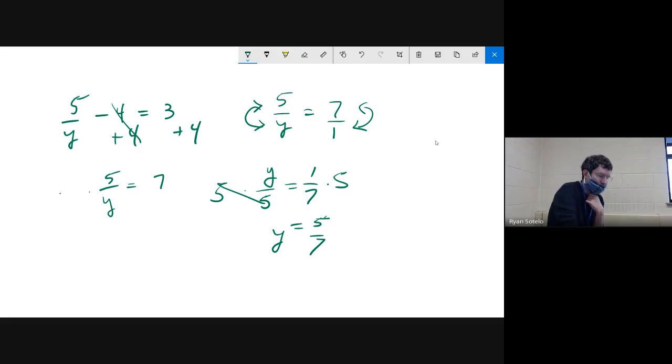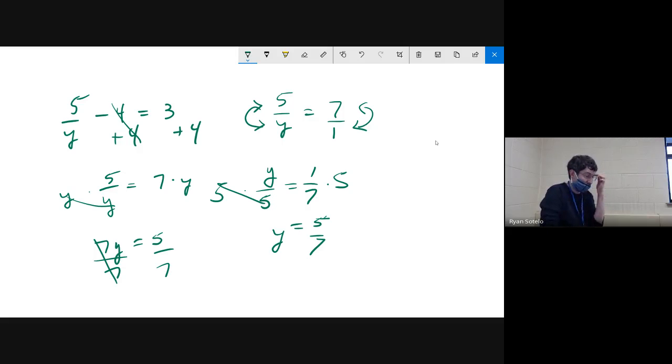Alternatively, I could have just multiplied both sides by y, and then 7y is equal to 5, and then divide by 7. Either way, I get 5/7. So it's up to you how you like to write that.